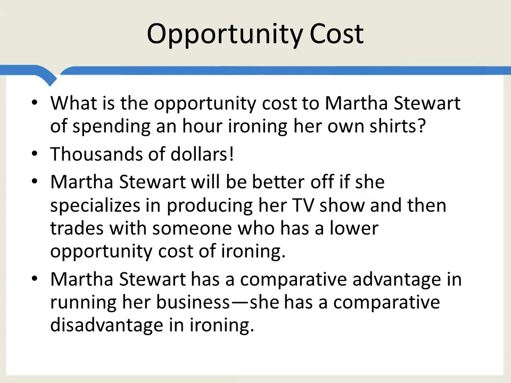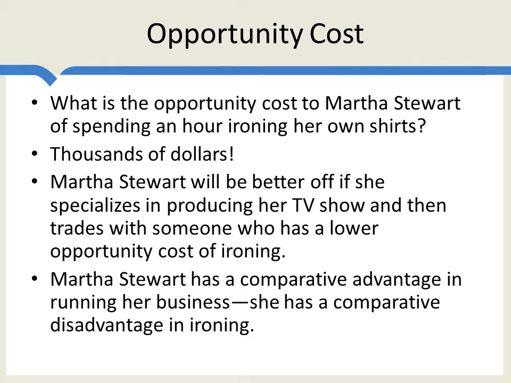and that is producing her own television show. So Martha Stewart has a comparative advantage in running her business. Or to put it slightly differently, she has a comparative disadvantage in ironing. The cost to her of ironing is very high precisely because she is so much more productive at other tasks. So Martha Stewart wants to specialize in what she is best at, in where she has a comparative advantage. Other people are almost as good as her at ironing clothes, but they're not as good as her at producing her own TV show. So that's why Martha Stewart shouldn't iron her own shirts.